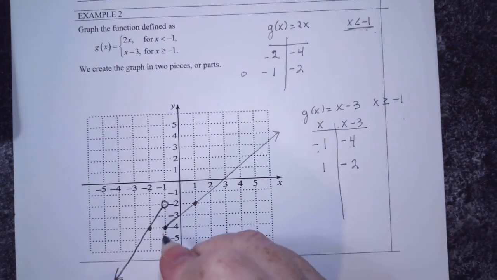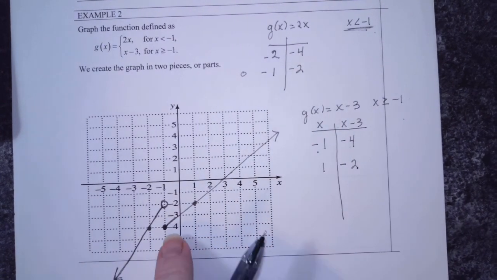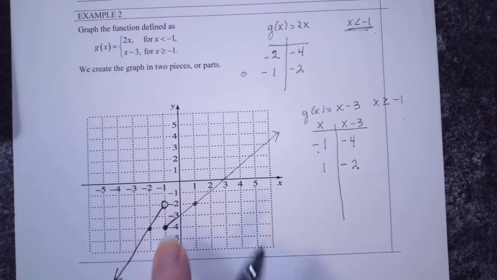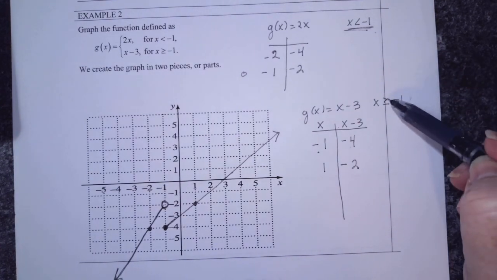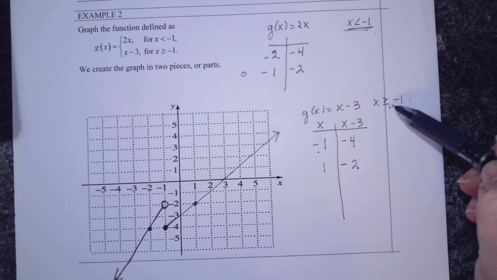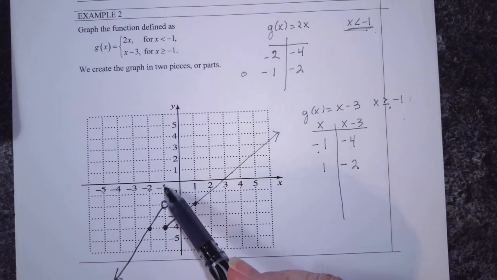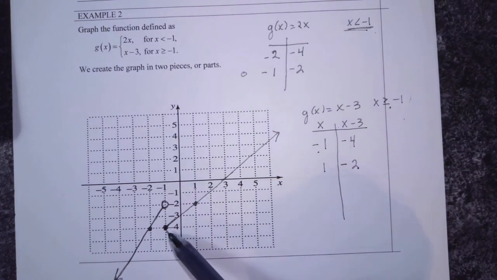Okay. Now notice, I have a closed circle at that end point right there. And that's because this graph was true for the x's that are bigger than or equal to -1. At this point, that was when x equals -1, so that point is on this piece of the graph. Questions?